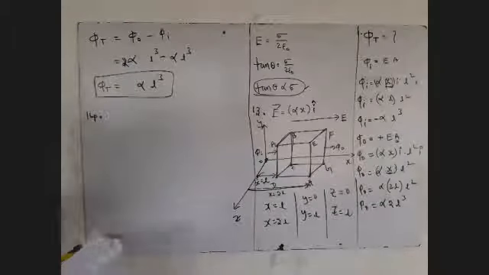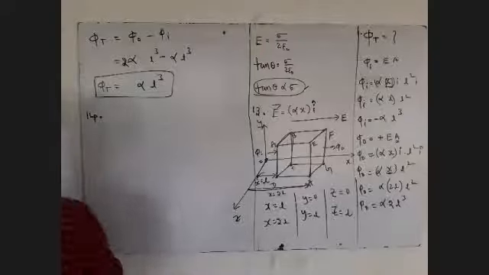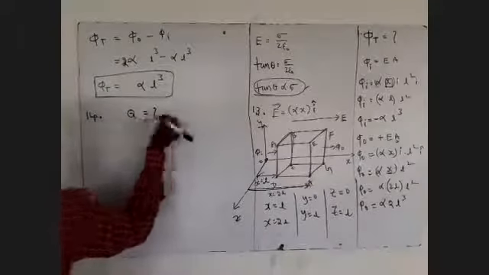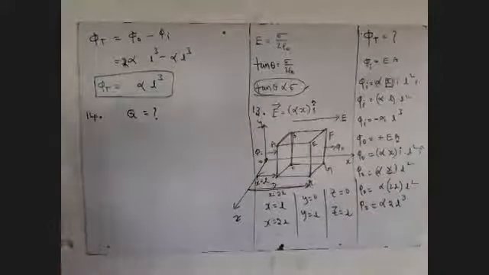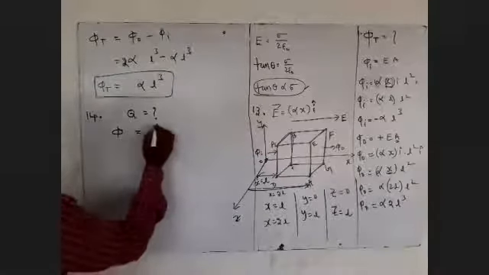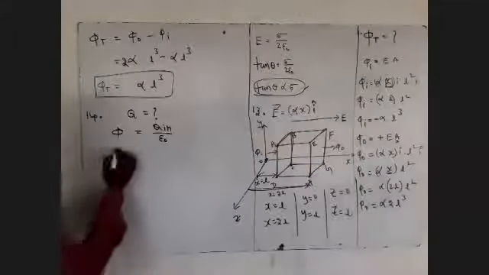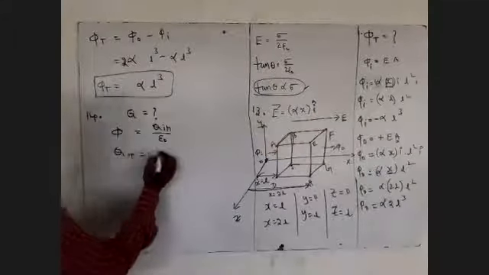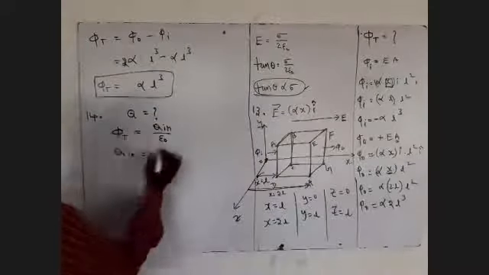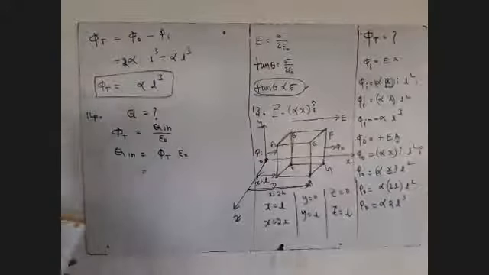What do we have to find out? The charge contained inside the cube. We have to find out the charge inside. Okay, we know the formula very well: flux is equal to Q enclosed by epsilon naught. So Q in is equal to the total flux into epsilon naught.